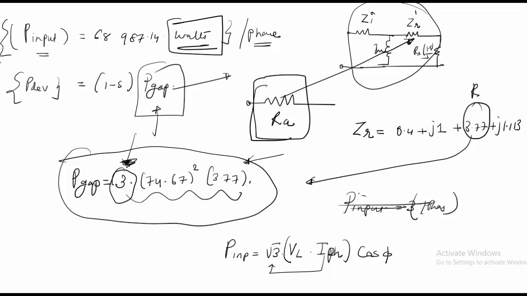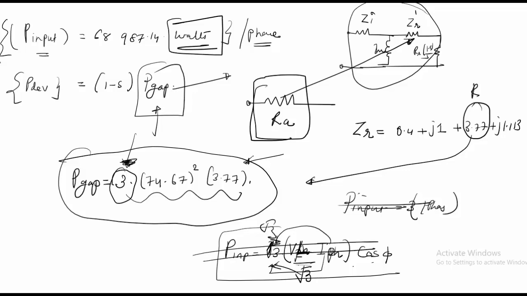So root 3 of IPH will give what is your line voltage, and this was also for your phase voltage again. So it was divided by root 3, or this was 3 into VPH or V line divided by root 3. So this was how you are getting the root 3 here, and that was how you found out your input.